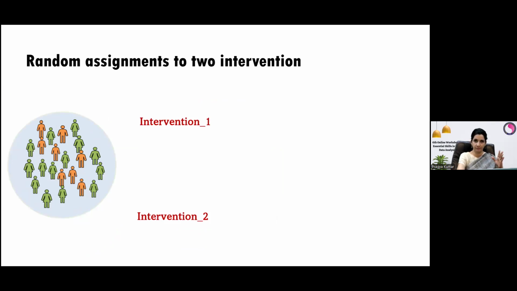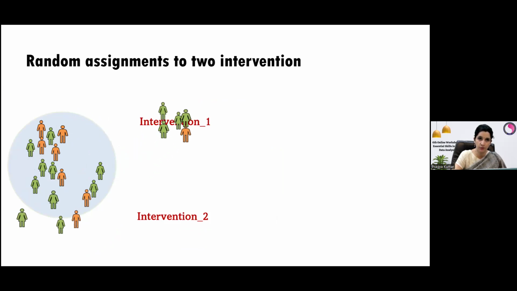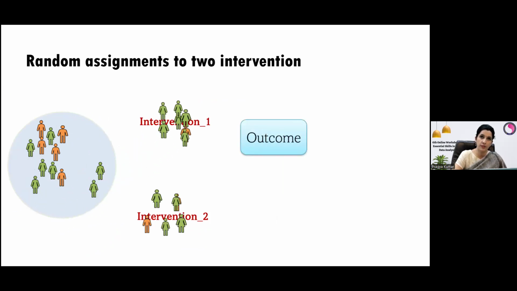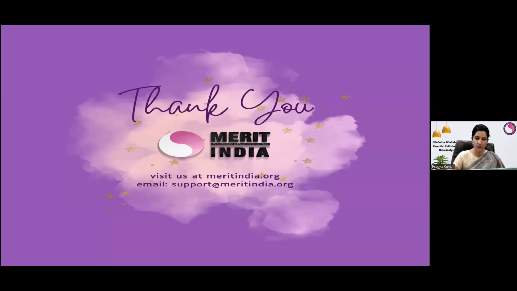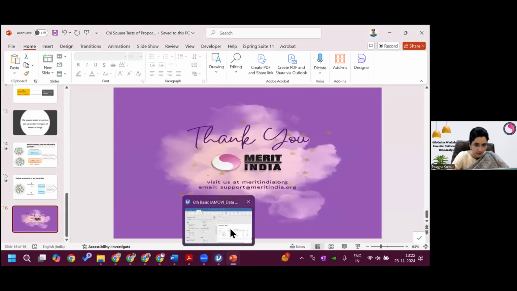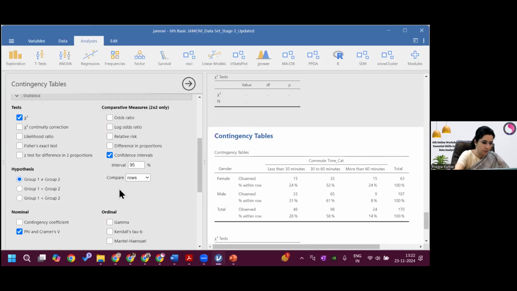Similarly, it can be done in the case of a randomized control trial. So if there is a random assignment of people to the intervention group or to the two control groups or to the two intervention groups, and you see the outcome which is categorical in nature, presence of something and absence of something, and you compare the proportion in these two groups, then again you can apply the chi-square test of two proportion. So if you see the demo, this option, Z test of two proportion.